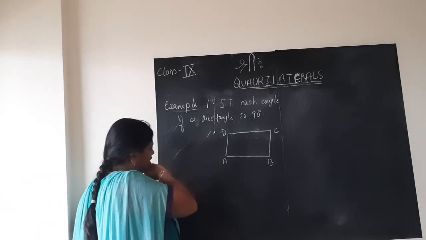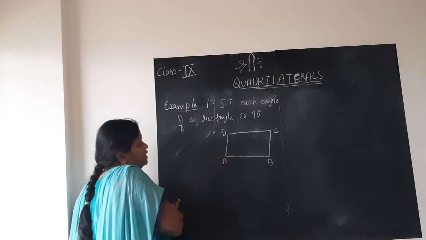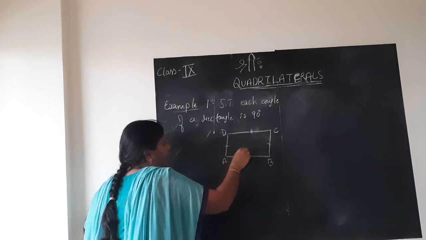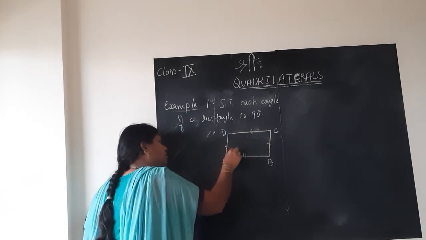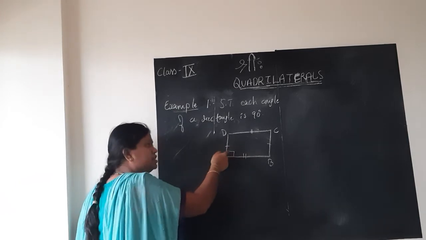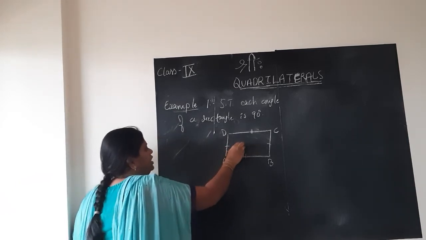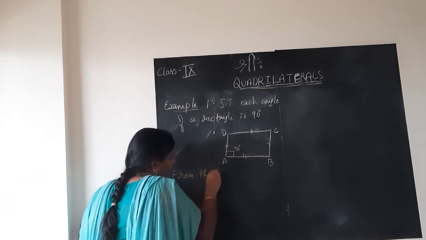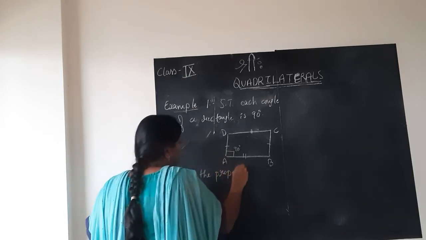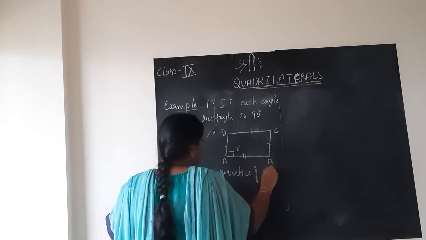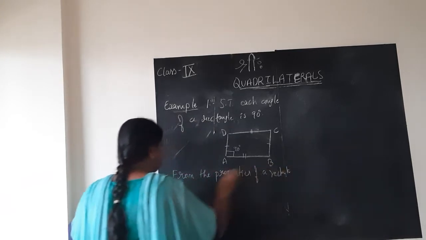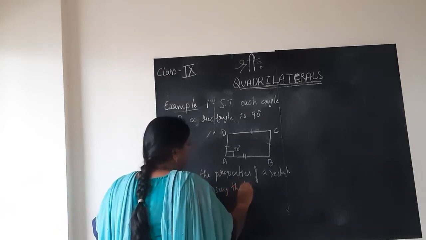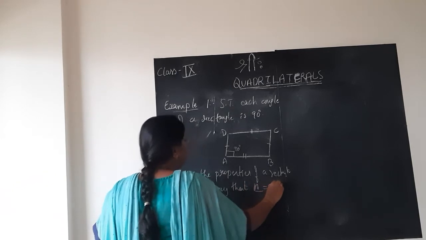And we already studied the properties of a rectangle now, children. It states that the opposite sides of a rectangle are equal and the measure of each angle is 90 degrees. So what we will do is, for the time being, let us consider that angle A is 90 degrees. So we can write that from the properties of a rectangle, we can say that angle A is equal to 90 degrees.